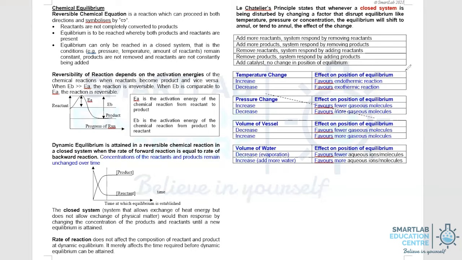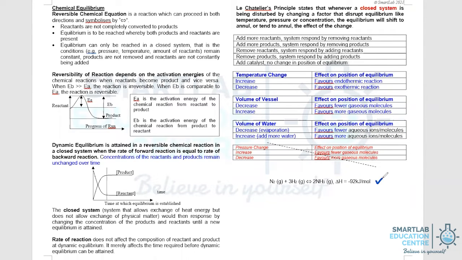So let's take a look at the common factors that are typically asked. The common factors typically asked are temperature, pressure, volume of gas, and volume of water added. We'll take a look at each of the examples and discuss it. Now let's take a look at this example and introduce changes to it.